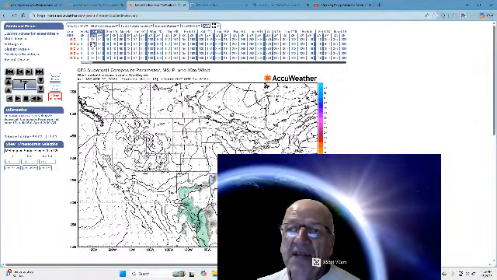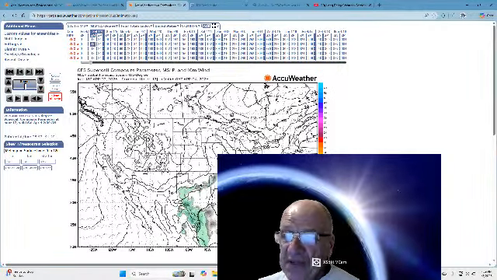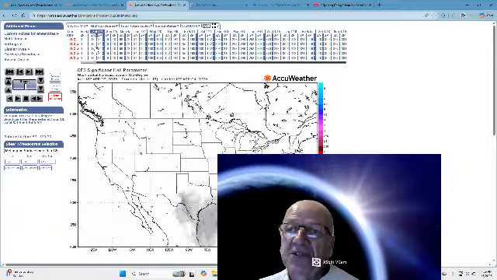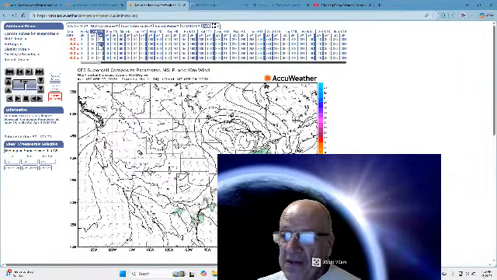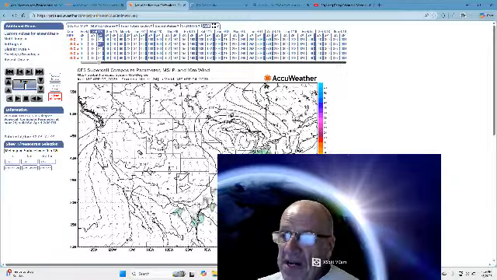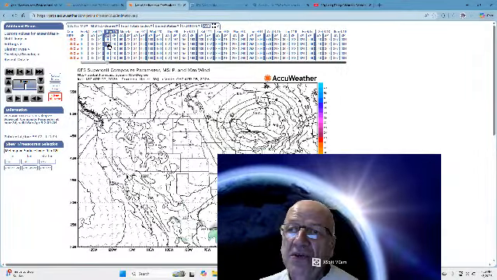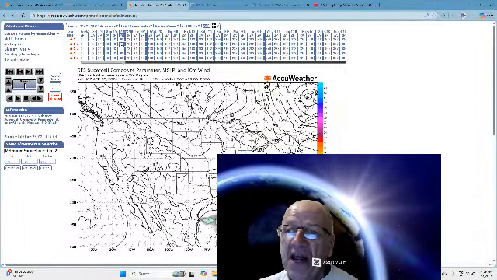All right, next thing we're going to look at here is supercell composite. We have a low chance of supercell composites occurring across Texas. This is early tomorrow morning. Then we go to 2 p.m. Then we have a little threat here across this area. And then we go into Sunday, early Sunday, Easter Sunday.